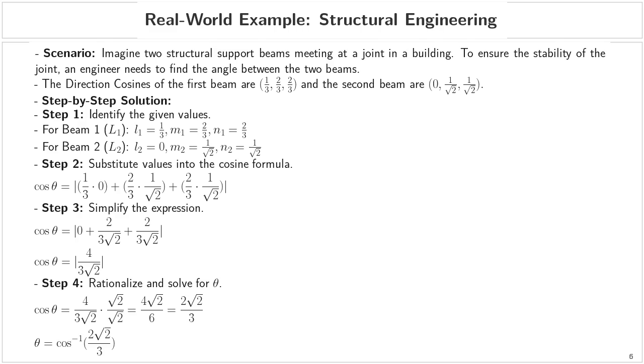Finally, in step 4, we rationalize the denominator and solve for theta. To rationalize, we multiply the numerator and the denominator by the square root of 2. This results in 4 times the square root of 2 over 6, which simplifies down to 2 times the square root of 2 over 3. Therefore, our final angle, theta, is equal to the inverse cosine of 2 times the square root of 2 over 3.